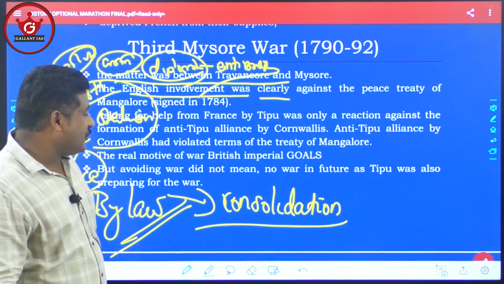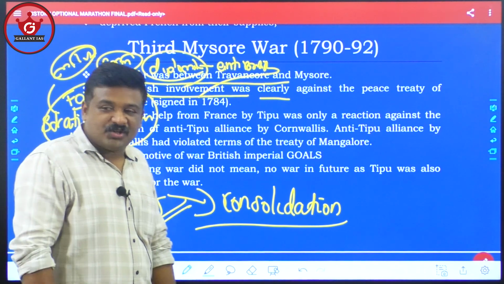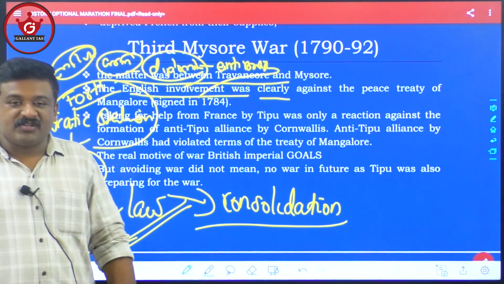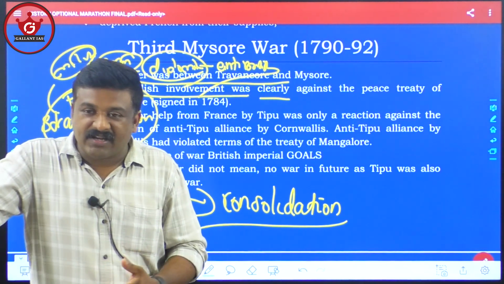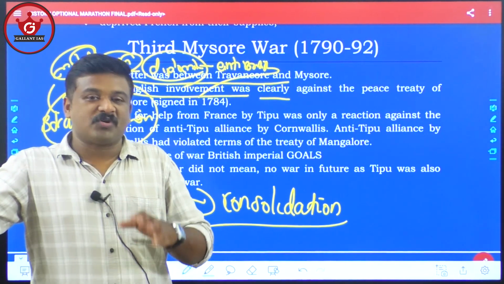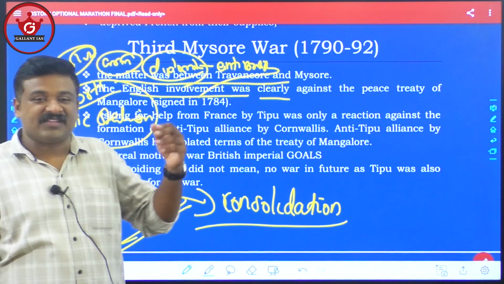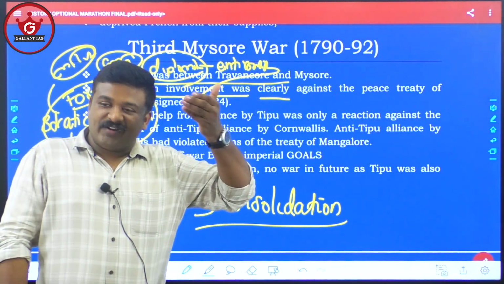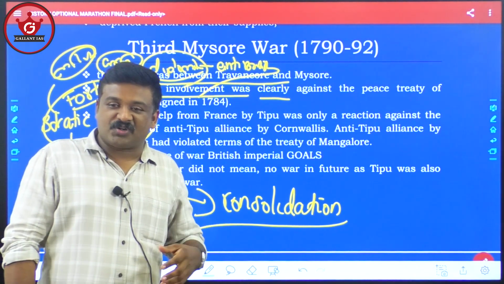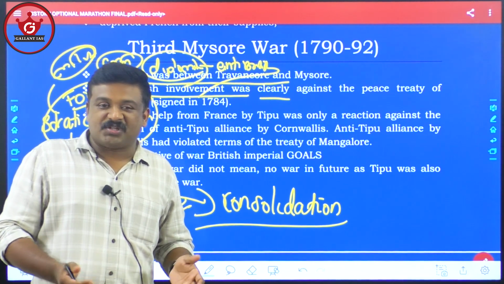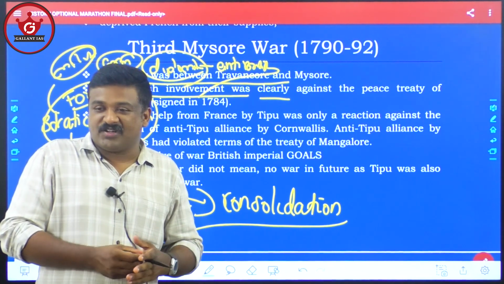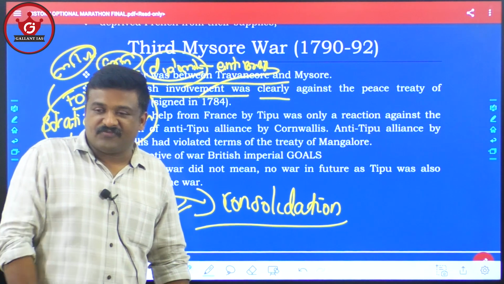Now, avoiding war did not mean no war in future. Actually, you can say that if Cornwallis didn't initiate war, it doesn't mean there would be no future wars, because Tipu was already making secret alliances with foreign countries who were enemies of the British. So even if Cornwallis did not initiate, Tipu definitely would initiate a war against the British, because he was defeated.